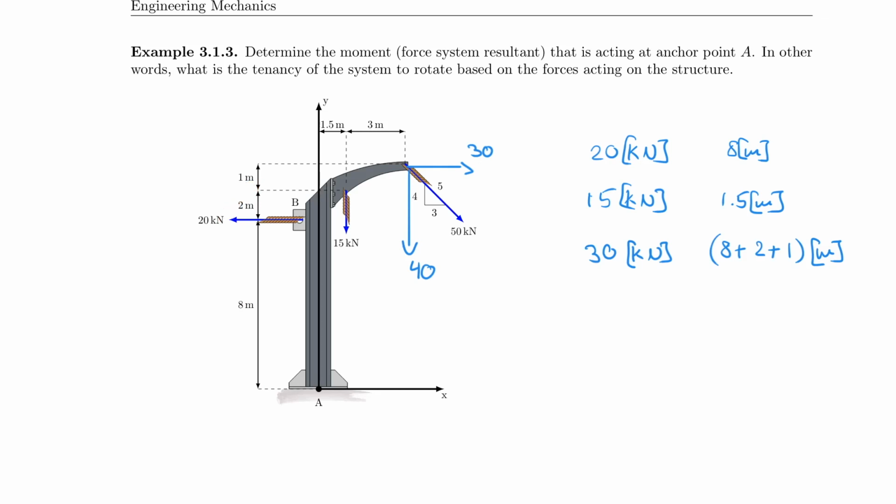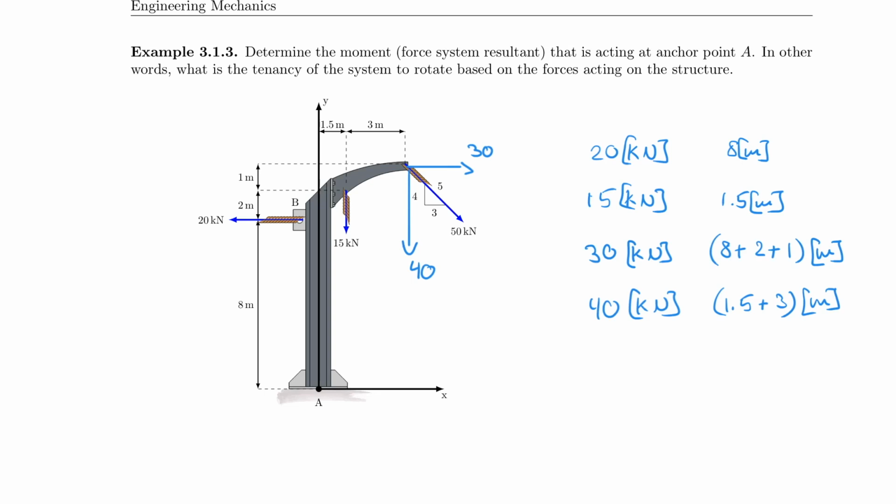And then last but not least, we have the 40 kilonewton. So 40 kilonewton has a lever arm of 1.5 plus 3 meters. And that is the distance from this force to this perpendicular lever arm, because you might as well have a line of action that goes all the way down here, which then would intersect with the x-axis. And so you have this perpendicular distance.